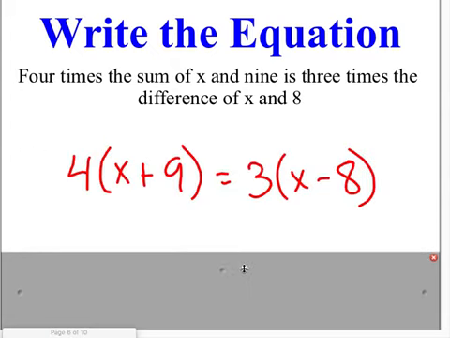So your answer should be 4 in parentheses, x plus 9, again sum means parentheses, equals 3 parentheses, x minus 8, and that difference needs to also be in parentheses.